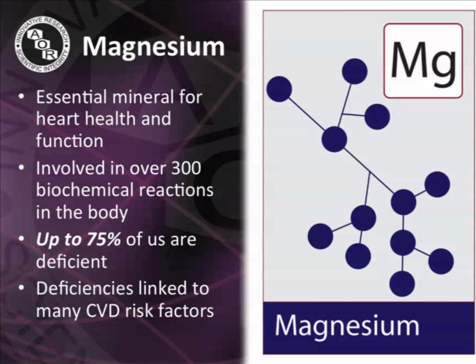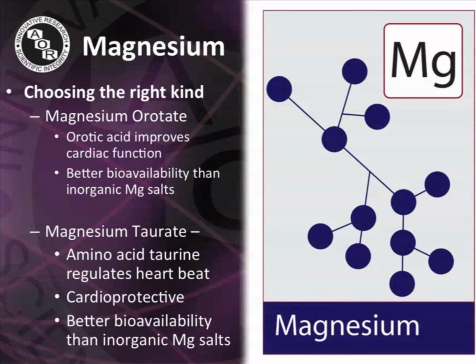Magnesium. Magnesium is an essential mineral for heart health and the function of our heart. It helps contribute to a decrease in the resistance found in our vessels, helps lower blood pressure, and helps to reduce our heart rate. If we go back to that inadequacy chart for diets, we showed that about 56% of Americans were deficient in magnesium through the diet. It's important because it's involved in about 300 different biochemical reactions, and deficiencies can be linked to many cardiovascular disease risk factors. So when looking at magnesium, choosing the right kind is what's important.